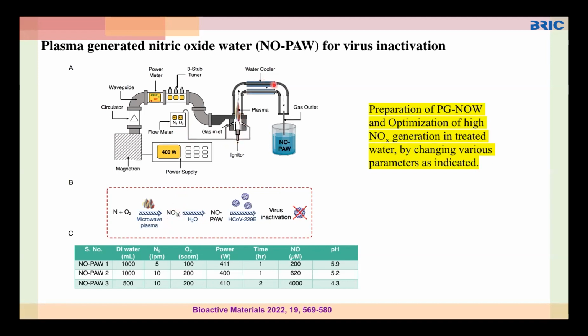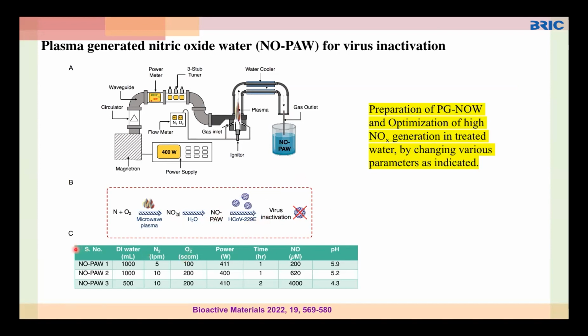The gas is cooled down before exposure to the water by the water cooler. And we got a very high concentration of nitric oxide in the water after this gaseous NO exposure. This is the process: it makes atomic nitrogen and reacts with the oxygen, and finally it makes gaseous NO. This gaseous NO is exposed to the water to make nitric oxide plasma activated water. This nitric oxide plasma activated water is further used to inactivate virus, and we used here human coronavirus 229E strain.